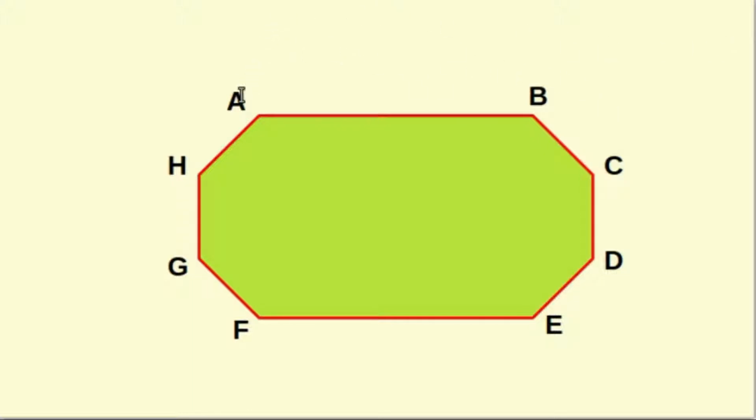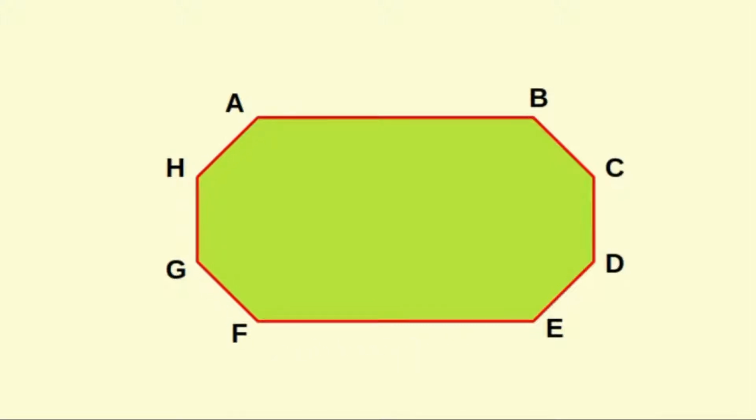Suppose I am walking from A towards B and then to C and proceeds to D, then to E, to F, to G and H, and returns to A. Then what is the total distance covered by me? AB plus BC plus CD plus DE plus EF plus FG plus GH plus HA. That is the perimeter of the polygon.